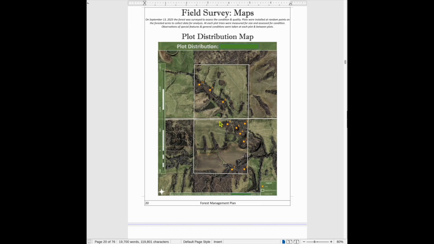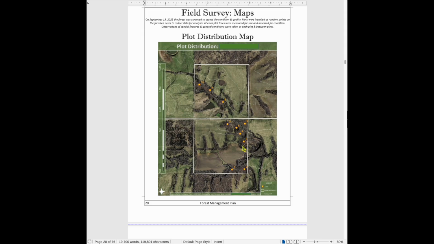Okay, and now I'm going to start going through all these maps, and I'll just give you a little information about the workflow for making these plans. This is a plot distribution map. To do the forest survey, to do the inventory, to get the data, I go out into the woods and I stop and I put in a plot, and at each plot I measure the trees and I turn them into code and put them into a data analysis data set.